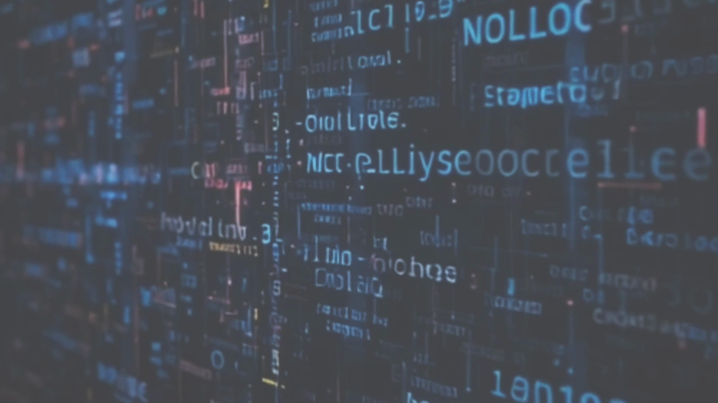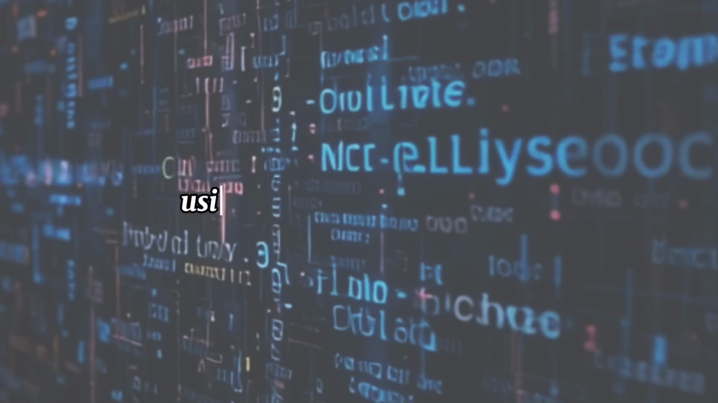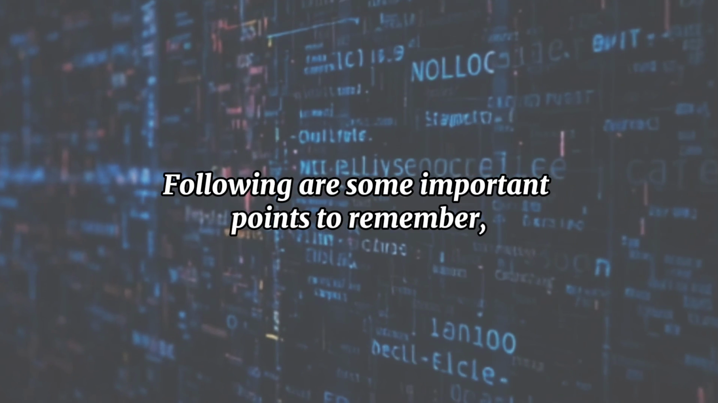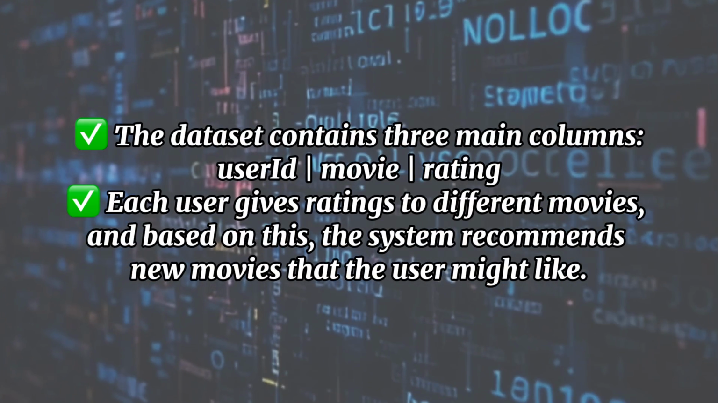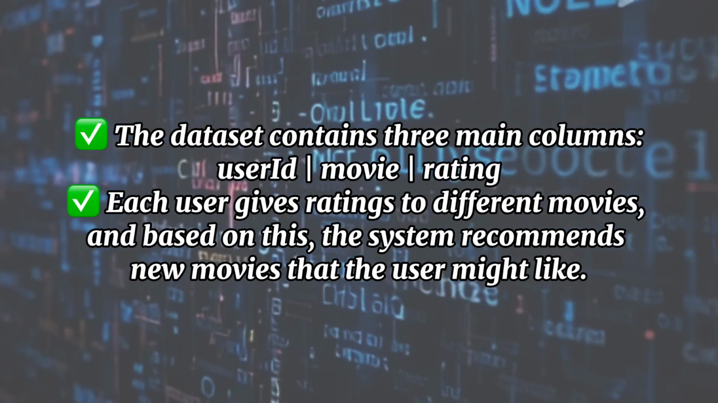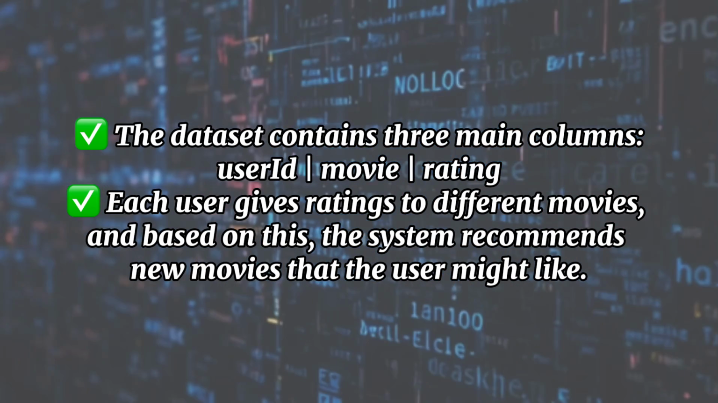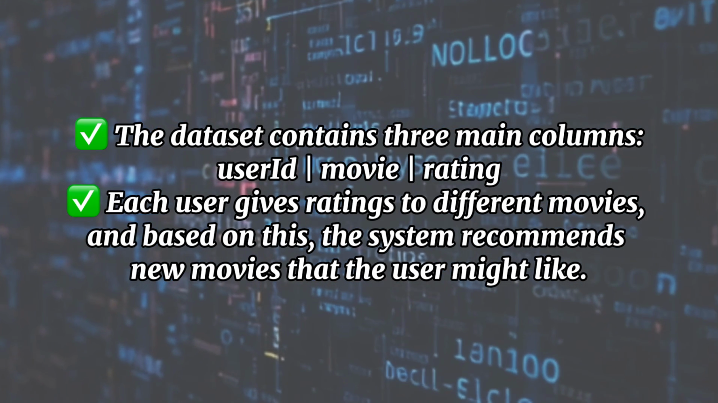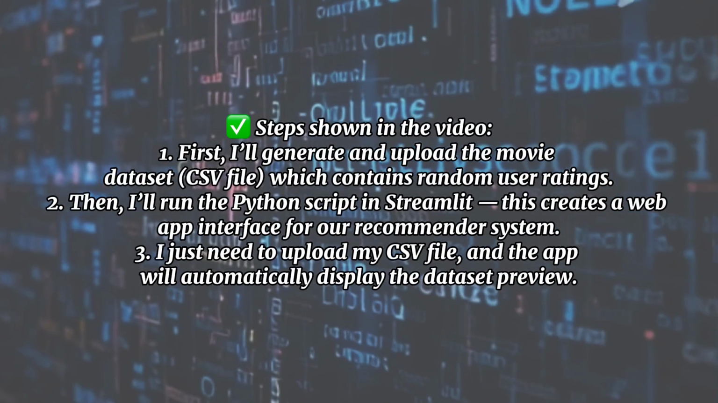Today we will design an ML project that is a movie recommendation system using collaborative filtering, so let's start. Following are some important points to remember before making this recommendation system. The dataset contains three main columns: user ID, movie, and rating. Each user gives ratings to different movies, and based on this, the system recommends new movies that the user might like.